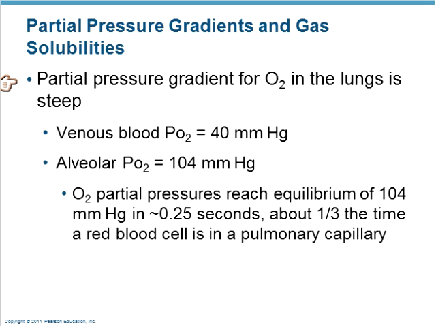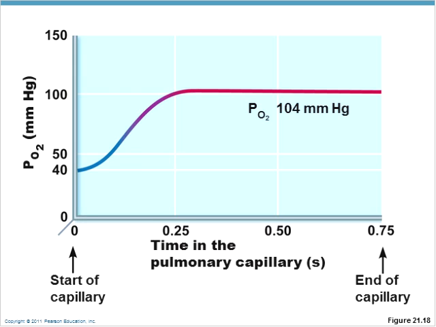Partial pressure gradients and gas solubilities. The partial pressure gradient for oxygen in the lungs is steep. Venous PO2 is about 40 millimeters of mercury. In the alveoli, it's about 104 millimeters of mercury. Oxygen partial pressures reach equilibrium at 104 millimeters of mercury in about 0.25 seconds, or about a third of the time a red blood cell is in the pulmonary capillary. So oxygen moves across pretty quickly.